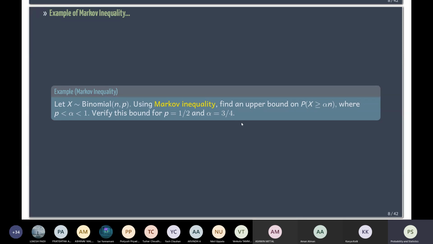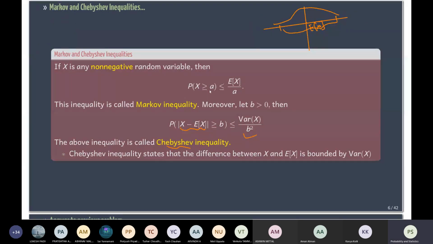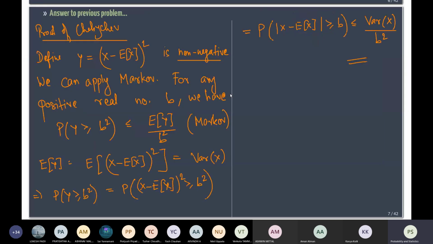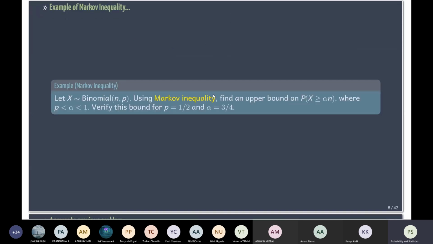Okay, so we are supposed to use the Markov inequality, right? Markov inequality told us the probability that x is greater than or equal to a is less than or equal to expectation of x divided by a. Okay, so that's the Markov inequality. I'm sorry. So here we are.